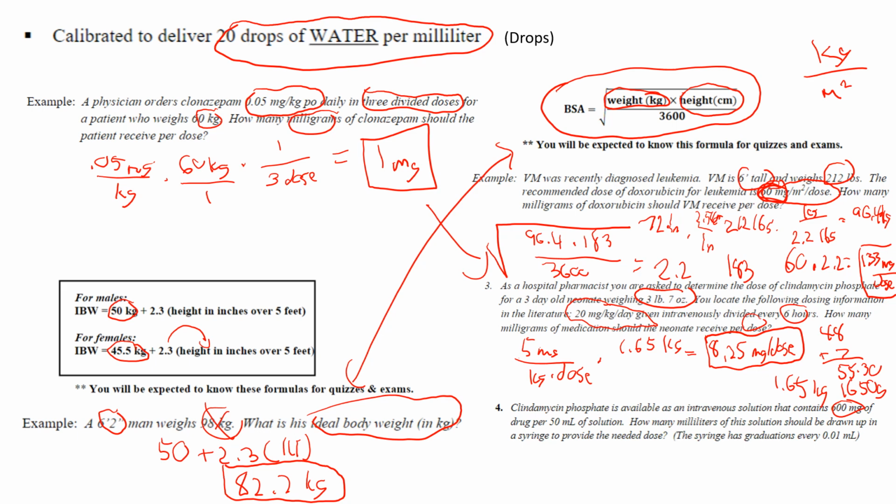So our final problem on this page, clindamycin phosphate again, it is available in a 600 milligram per 50 milliliter solution. How many milliliters do we need? So this is just a proportion problem. And we can see the increments on this are 0.01, so we know we need to round to that.